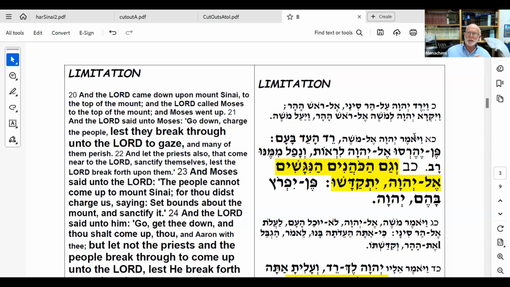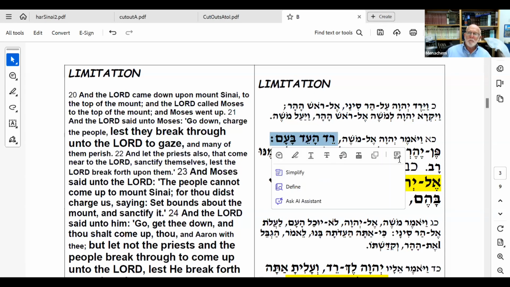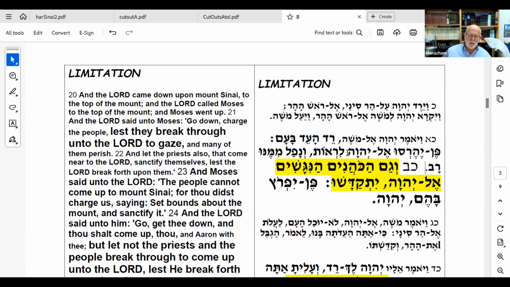Now listen carefully. Vayomer Hashem el Moshe, red ha'ed ba'am, go down and warn the people. God tells Moshe, come on up, to instruct them to go down and warn the people. Why? Pen yehersu el Hashem lir'ot v'nafal mimenu rav. Go warn them, don't you dare look. You know the custom in Birkat Kohanim not to look at the Kohanim? God comes from here. Go warn the people, don't you dare look. Right? I mean, God's on the mountain because many people will die.